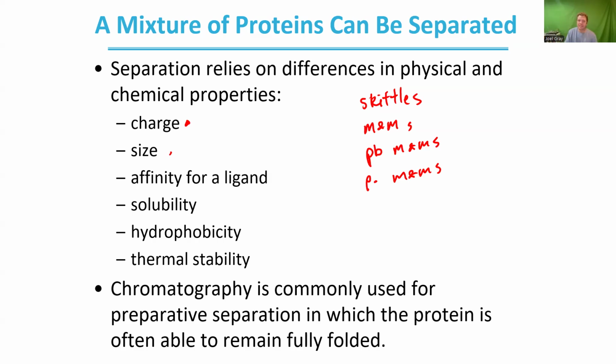Proteins are different in size. You might have a protein that's 75 amino acids long, and then another one that's 1,600 amino acids long. Affinity for a ligand. When have we talked about ligands? What's an example of a ligand that we have mentioned previously? I'll give you a hint.